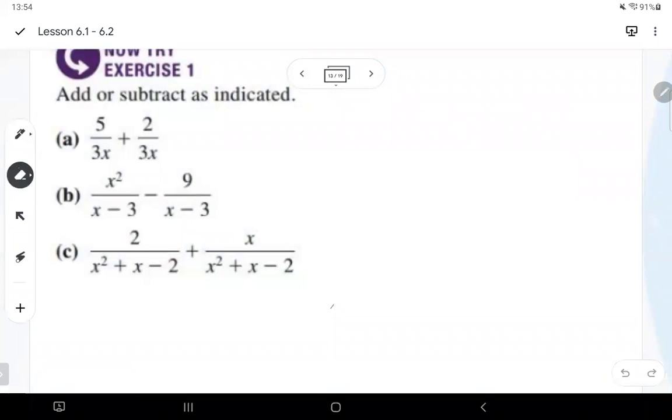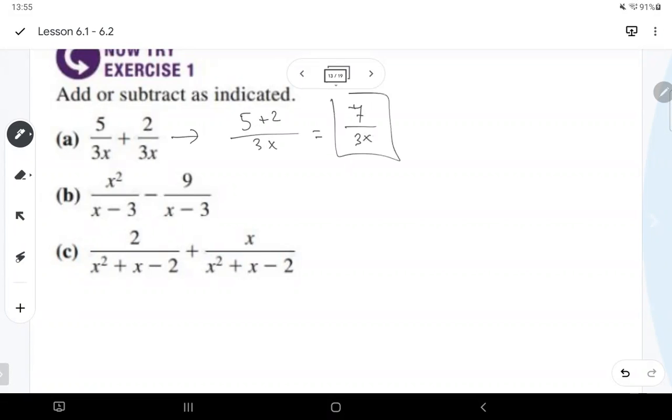So with most things dealing with fractions, you have to make sure that you have a common LCD. In this case, our LCD is done for us, meaning it is the same, but we do have some stuff that we have to figure out. For instance, for A, it's a little bit nice. You just have to do 5 plus 2. Realize your denominator is the same, so you only have to write it once. 5 plus 2 will give us 7 over 3x, and you're done there.